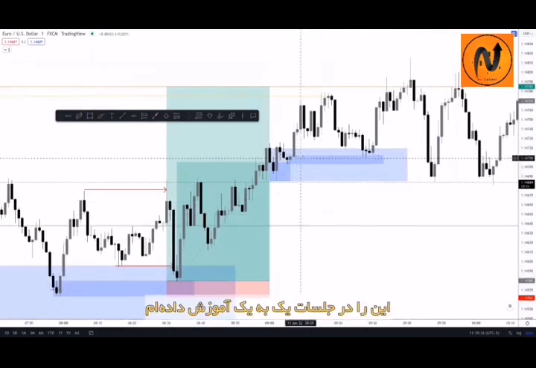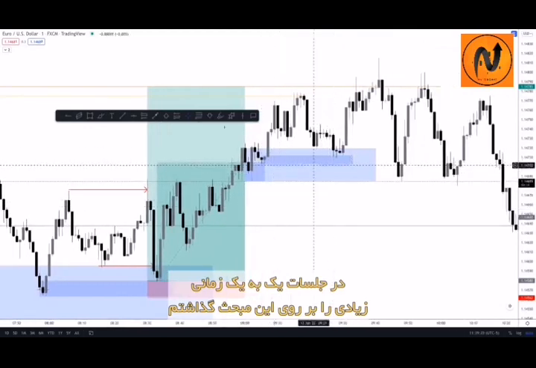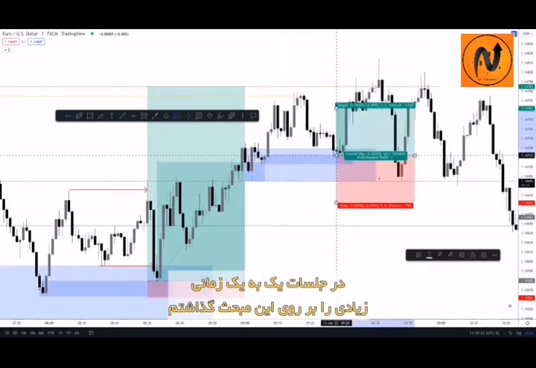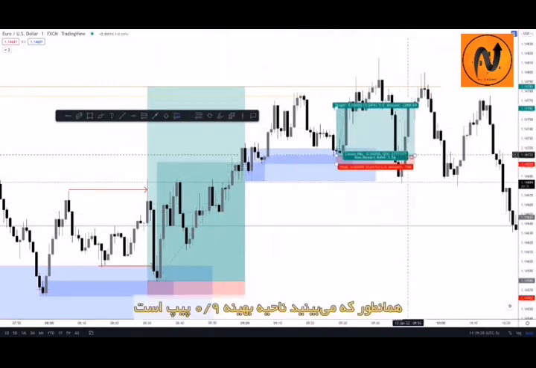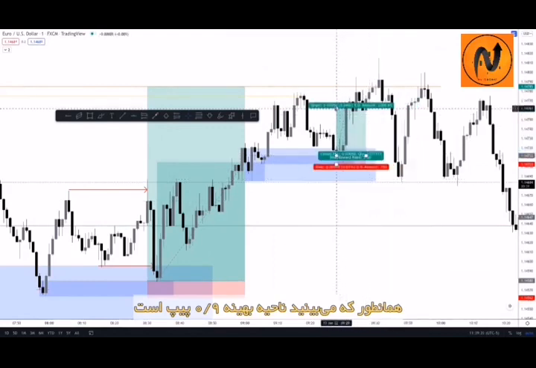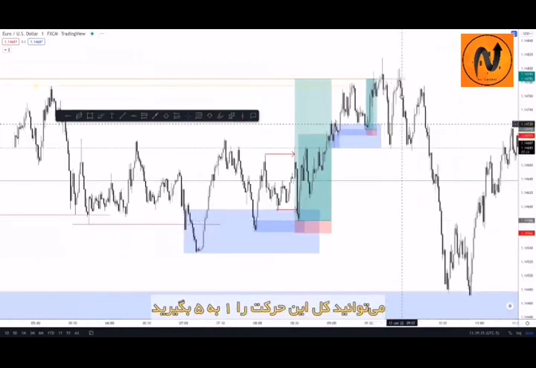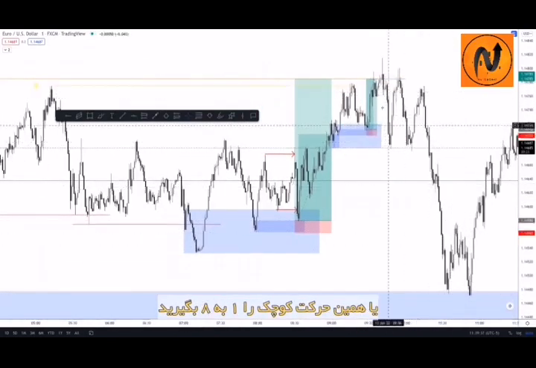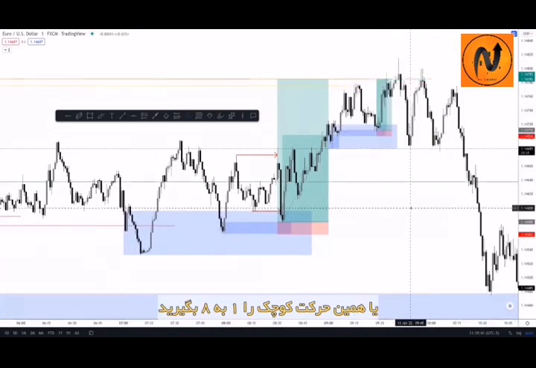I teach my one-on-ones this. I spent quite a lot of time on this over the last couple of lessons. As you can see, there's your 0.9 refinement, and that right there is an easy 1 to 8. You could have caught this whole move as like a 1 to 5, or you can just catch this little guy right here and still get a 1 to 8.